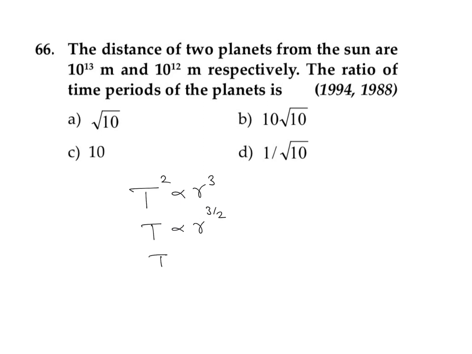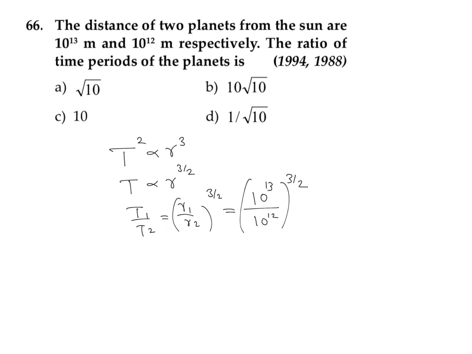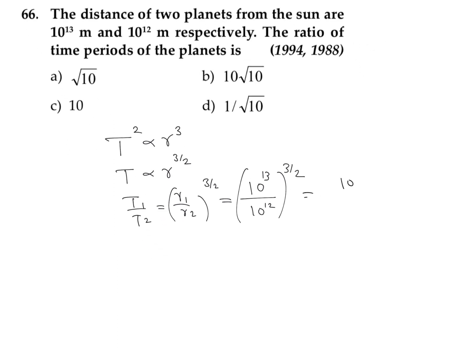So you can write the value of T1 divided by T2 is equal to (r1 divided by r2) raised to 3 divided by 2. The distances of the two planets from the Sun are r1, which we can take as 10 raised to 13, and r2, which we can take as 10 raised to 12, all raised to 3 by 2. So we can write this as nothing but 10 raised to 3 divided by 2, and so T1 by T2 is equal to 10 raised to 3 by 2.